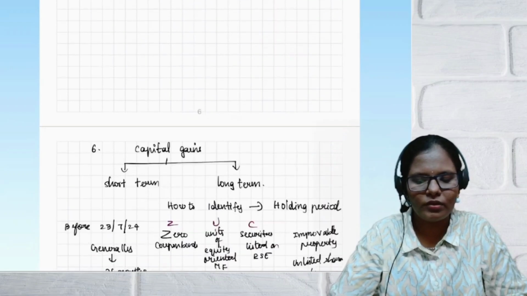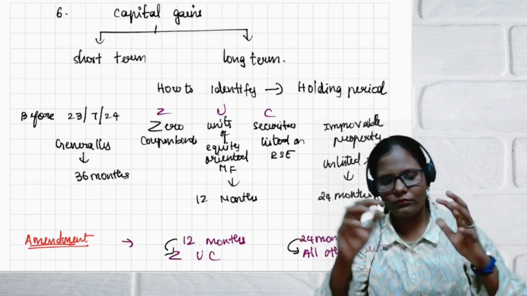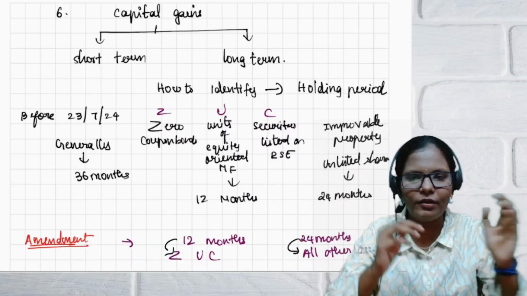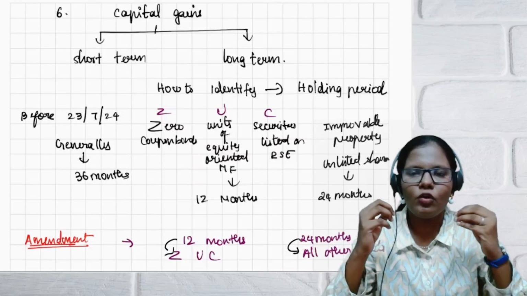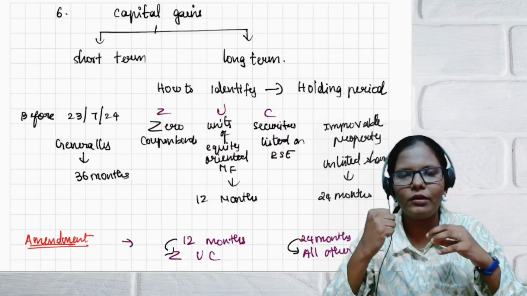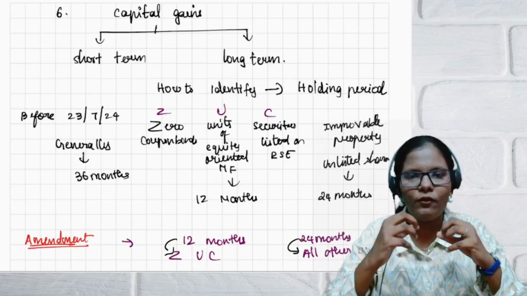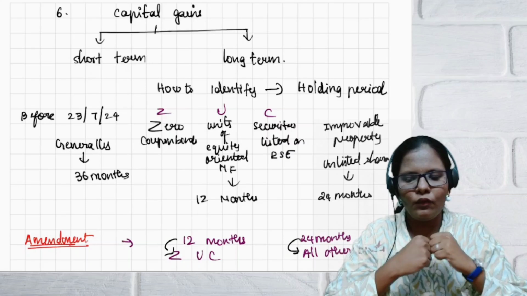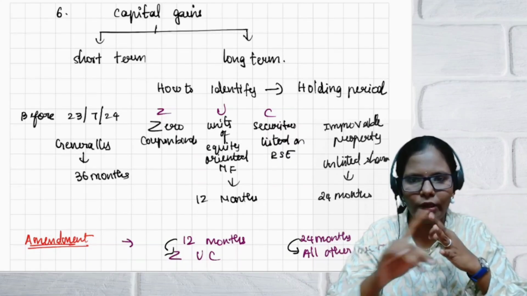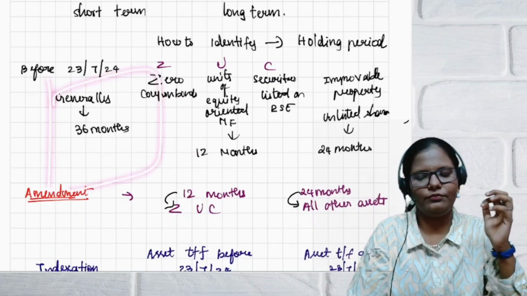Then we will move to capital gains. Okay, first we all know capital gains are classified into two: short term capital gain and long term capital gain. But we need to identify how to classify this, how we can decide that this is short term and this is long term. This will be identified with the help of the holding period. For this holding period, previously we had 36 months, 12 months, and 24 months. So these are the three boxes.